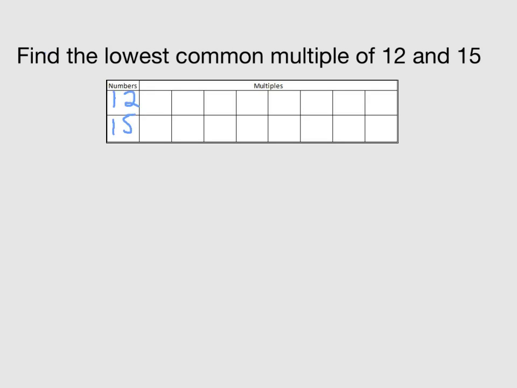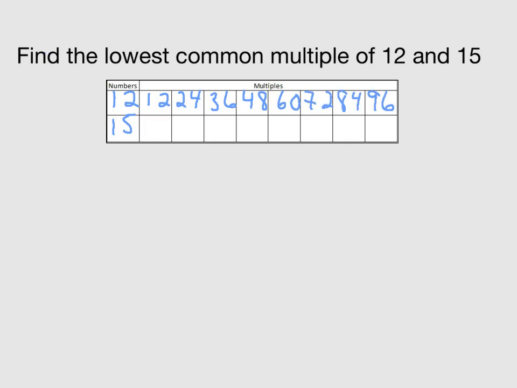Alright, we're going to start listing multiples of 12. We have 12, 24, 36, 48, 60, 72, 84, 96. Hopefully we won't have to keep going.